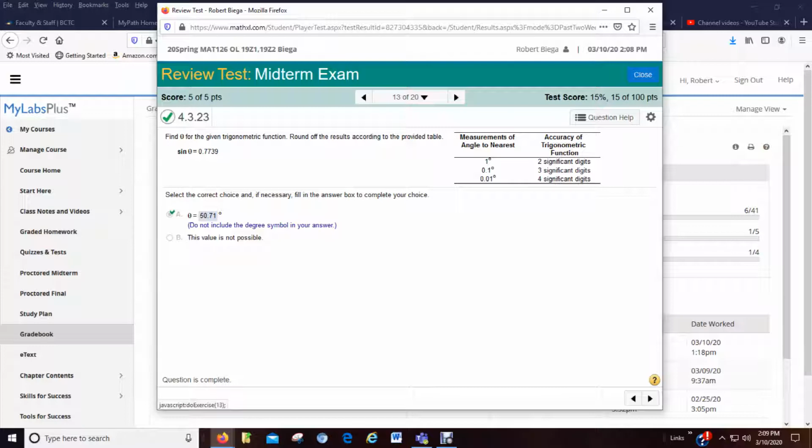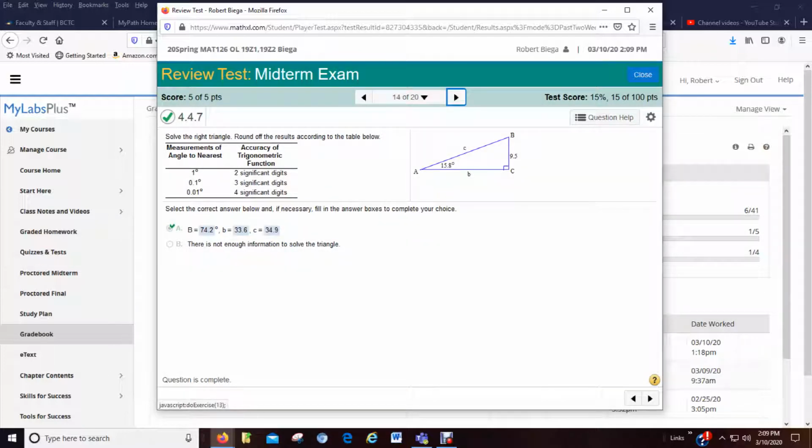Again, looking at the way this answer is given, it is the accuracy of a trig function. So this is 4 significant digits, 1, 2, 3, 4, not 4 decimal places. So my angle should have been rounded to 2 places. Same thing here. My angle was in the tenths, so my answers are 3 significant digits, 1, 2, 3. Now, what I found was a few of you got them backwards, so make sure you know what side you're working with.